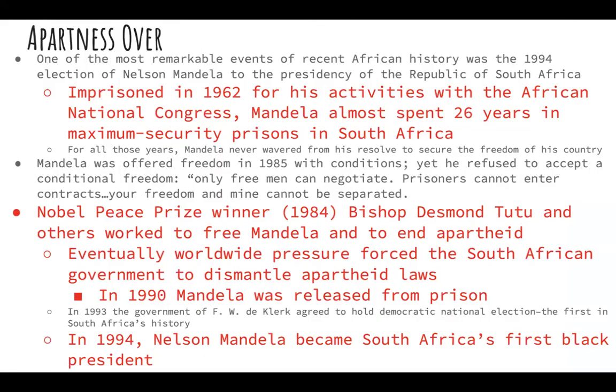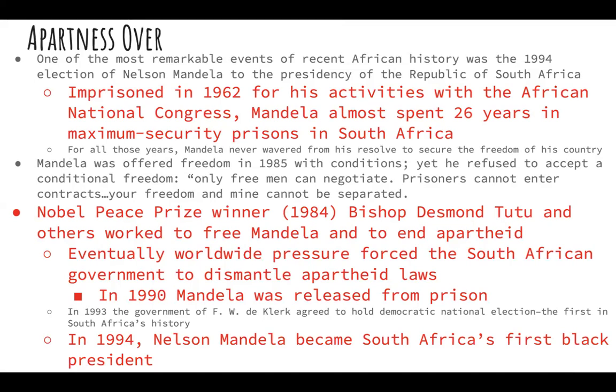Apartheid over. So one of the most remarkable events of recent African history was the 1994 election of Nelson Mandela to the presidency of the Republic of South Africa. Imprisoned in 1962 for his activities with the African National Congress, Mandela spent almost 26 years in maximum security prisons in South Africa. For all those years, Mandela never wavered from his resolve to secure the freedom of his country.